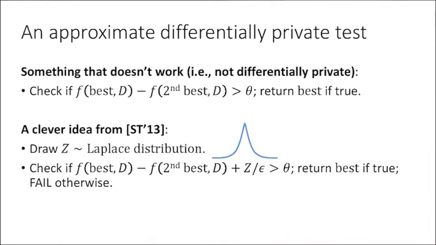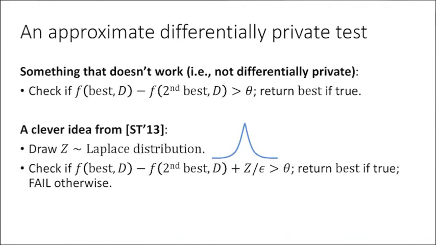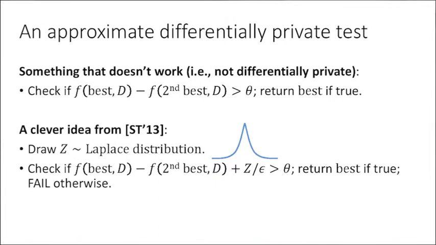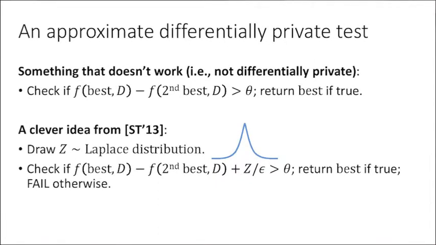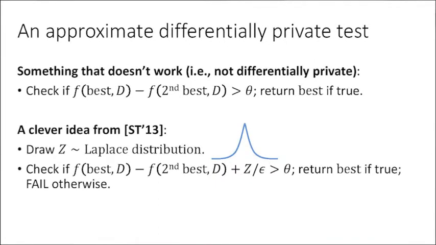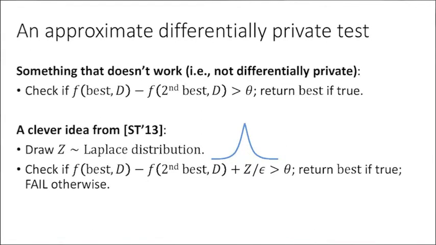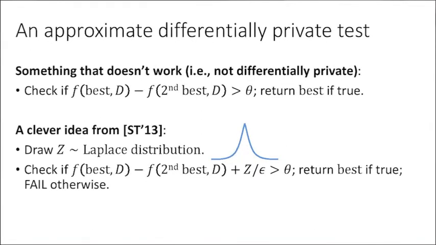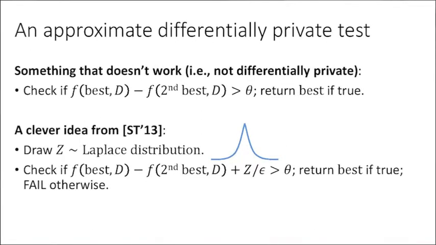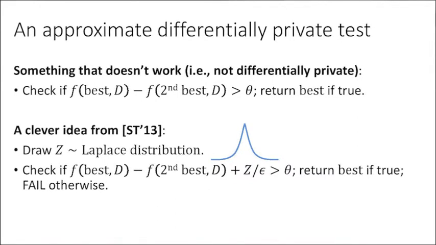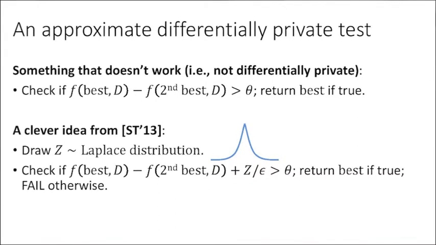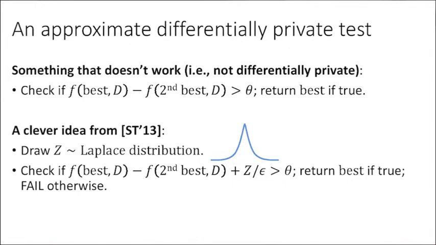So you look at the values of the best and the second best, and then you perturb the gap, again using the Laplace distribution, and you check if it's big enough. Theta here will be log 1 over delta over epsilon. If indeed there seems to be a gap, then you return the best item. If not, you fail. You return some failure signal.